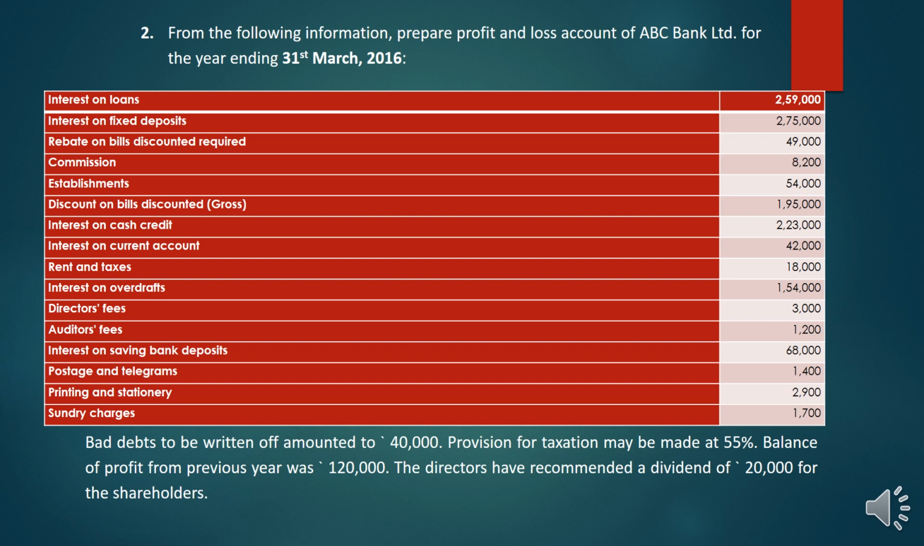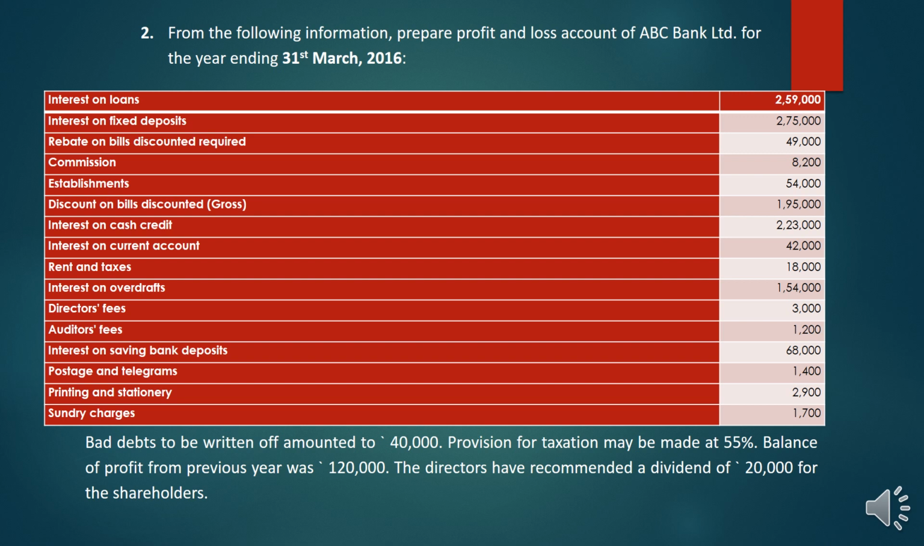Interest on fixed deposit. So this is the interest paid on fixed deposit. Interest expended, schedule number 15. Rebate on bills discounted required. So current year rebate on bills discounted must be deducted from interest and discount. Commission, interest earned, schedule number 13. Establishment, so this is establishment expenses.